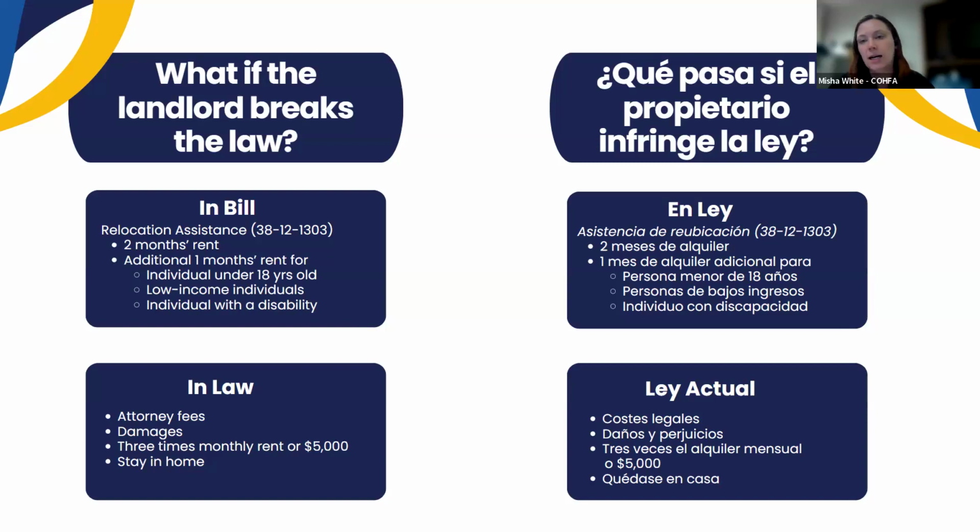So in the bill, we have relocation assistance. This is a penalty specifically. If they don't follow, in particular, the notice provisions around a no-fault eviction, they would need to provide the tenant 2 months' rent. And if there are residents in the home that are under the age of 18, are low income or working class folks, or are individuals with disabilities, then they need to provide an additional 1 month. So 2 months in general, 3 months if there are residents that fall into any of these categories. That's what the bill does.